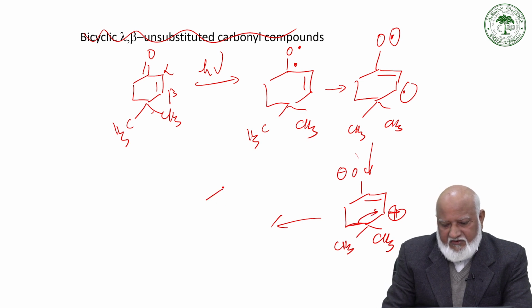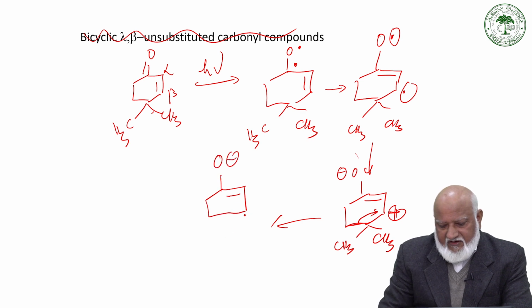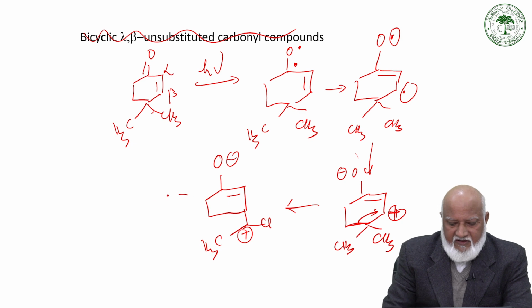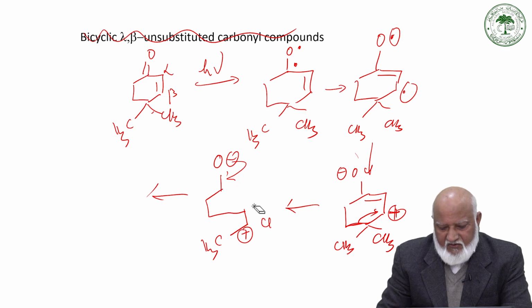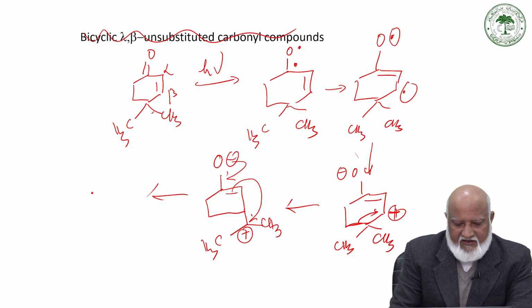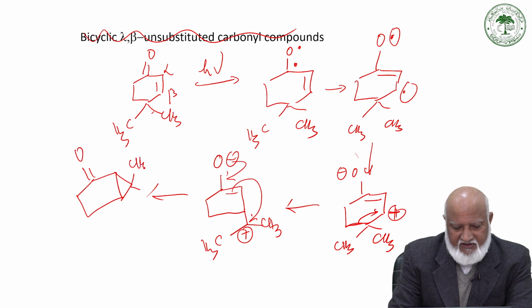So this is the O minus, and then we get a positive charge here, and then the CH3 here, and then this is transformed to the product by O minus coming back, converting to carbonyl, and the attack of this double bond on this carbocation, and then we end up with a product like this CH3.